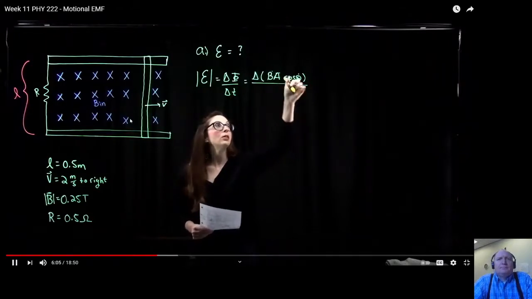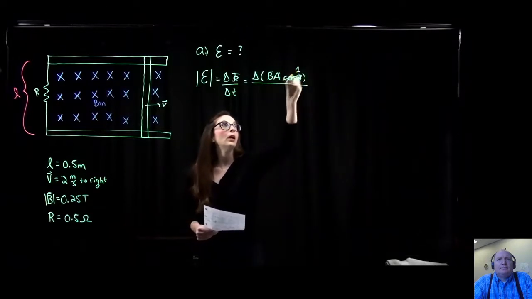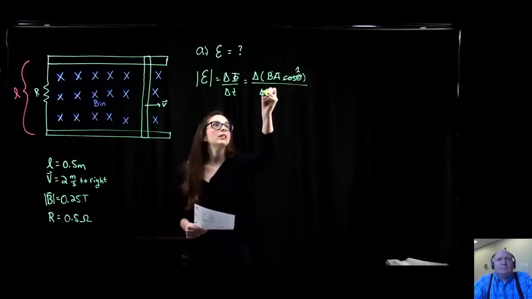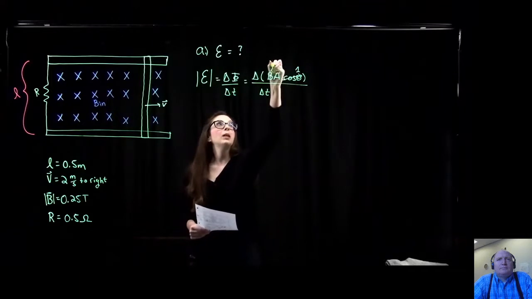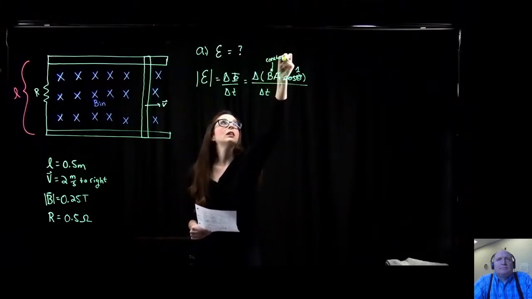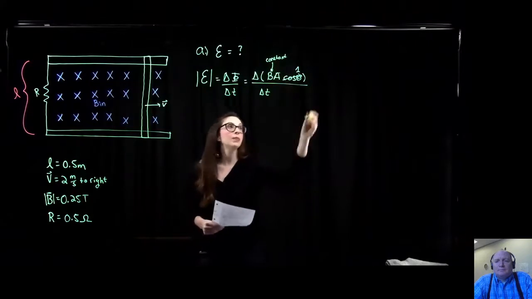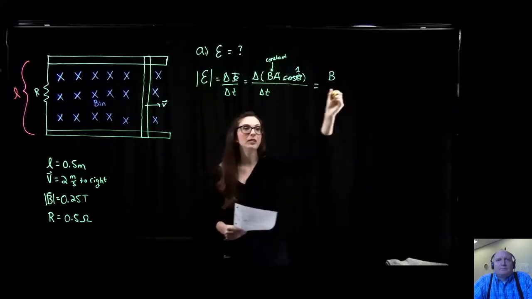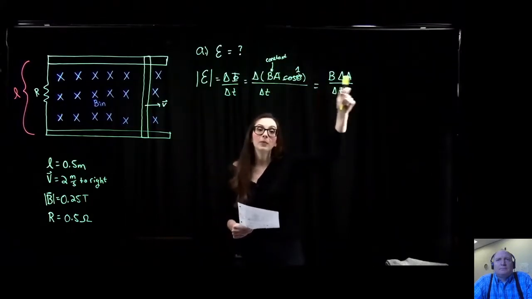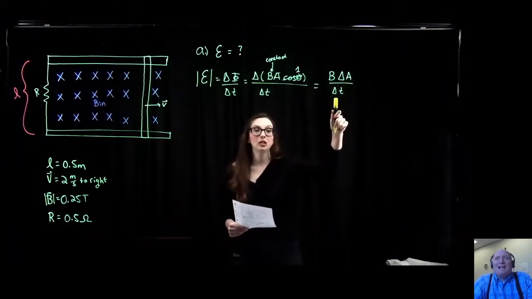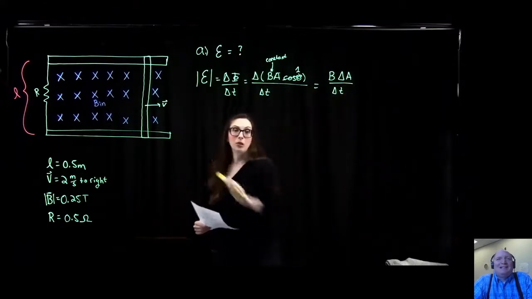So theta is 0, cosine of 0 is 1. Okay, and then we've got delta t here. So in this problem, b is a constant. It is not changing, but a is changing. So we can pop b out of our delta symbol. So b times the change in area over the change in time will equal our induced EMF.